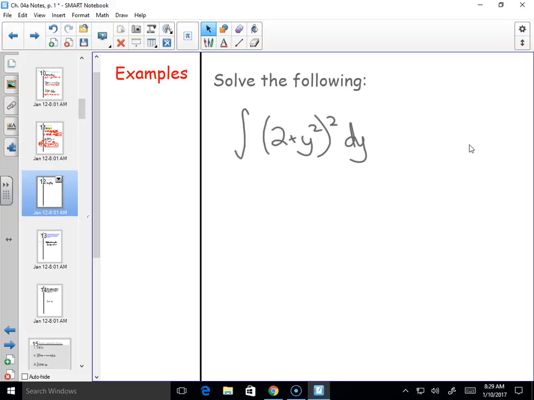Long story short, we don't like chain rule backwards either, because it gets hard. We'll see that in a future section. Long story short, we have nothing to help us integrate u squared dx or dy or dt. We have nothing yet. Nope, we can't do it.